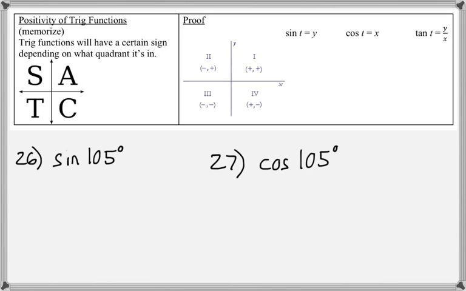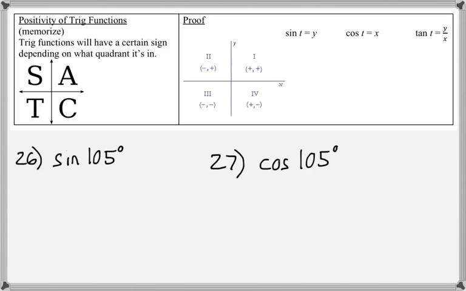Really the proof for this comes from the signs of the coordinates. And it's not even really a trig thing, because if you look at any coordinate in the first quadrant, both the x and the y are positive. If you look at an ordered pair in the second quadrant, the x is negative, the y is positive. Third quadrant, x and y are both negative. Fourth quadrant, x is positive, y is negative.